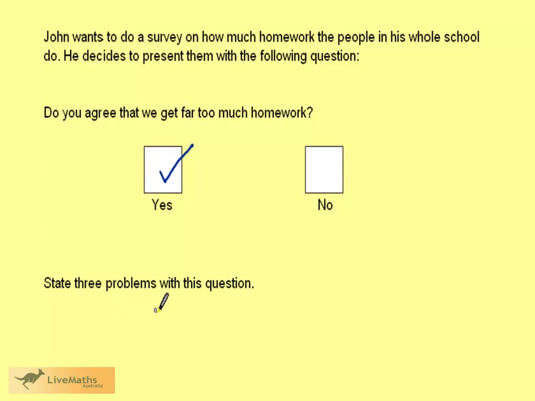So if we want 3 problems with the question, let's look at the question again. It says, do you agree that we get far too much homework? The problem here is that it's a leading question. It's a question that's designed to get a particular response.